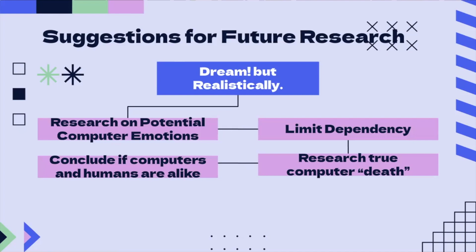And then again, as I mentioned earlier, researching if there is true computer death. If we can just replace a RAM, then did it die at all? Whereas a human life ceases to exist when all neurological works cease, they're dead. And come to a more concise conclusion if computers and humans are alike, just because I noticed in these research papers that there has not been a concise ending rather than an open ending question.